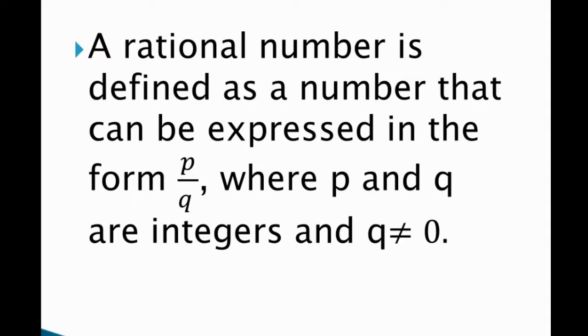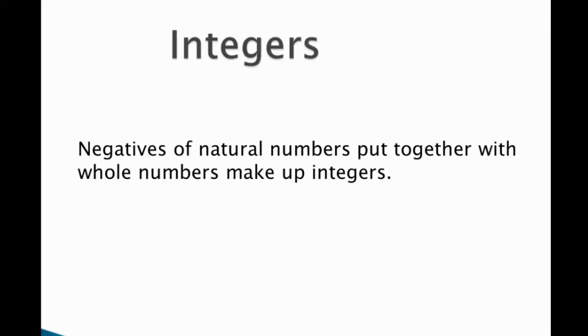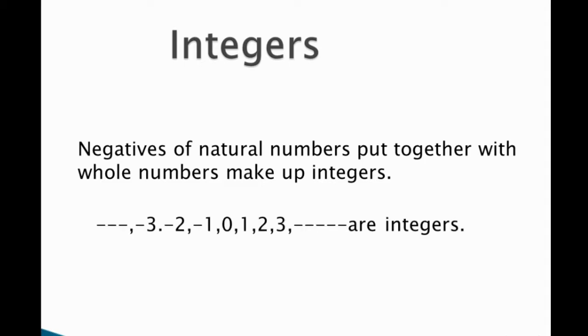Can you recall what are integers? Negatives of natural numbers put together with all whole numbers make up integers. Hence, -3, -2, -1, 0, 1, 2, 3, etc. are integers. Now try to write some examples of rational numbers.